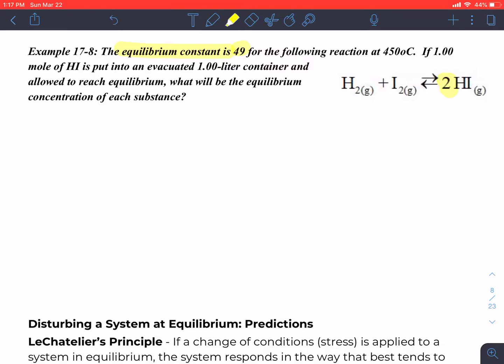Okay, for the following reaction at 450 degrees Celsius, if 1 mole of HI is put into an evacuated 1 liter container and allowed to reach equilibrium, what will the equilibrium concentration of each substance be? So this one's even kind of different in the sense that we're going to be starting out with a product, and it's going to go back to the forward reaction. Okay, so let me zoom in here, write down a few things.